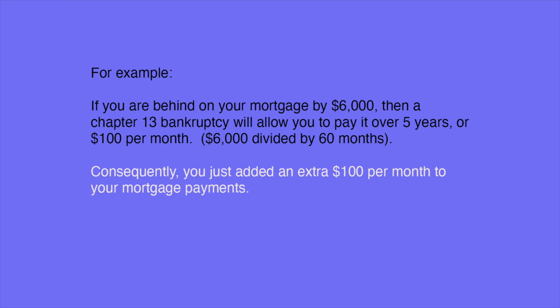For example, if you are behind on your mortgage by $6,000, then a Chapter 13 bankruptcy will allow you to pay it over 5 years, or $100 per month, $6,000 divided by 60 months. Consequently, you just added an extra $100 per month to your mortgage payments.